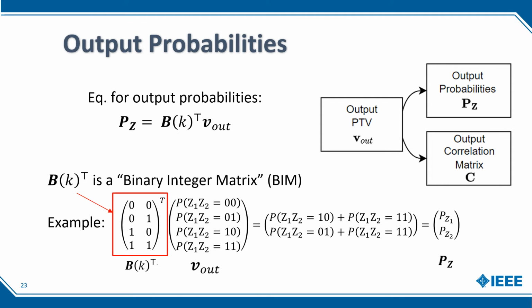Each row of the BIM simply contains as its columns the binary encoding of the row index. In the example, we see the equation applied to the PTV for two bit streams to find the output probabilities. Note how multiplying by the BIM has the effect of computing the marginal probabilities, which is exactly our goal here.